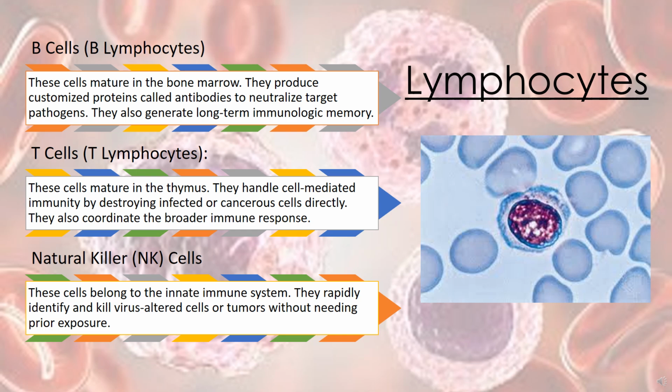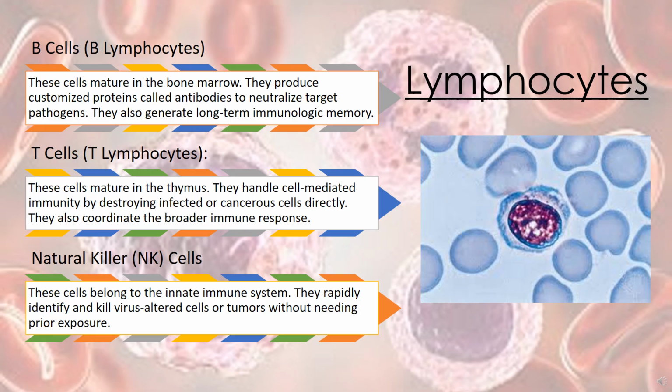They also generate long-term immunologic memory. T cells, T lymphocytes. These cells mature in the thymus. They handle cell-mediated immunity by destroying infected or cancerous cells directly. They also coordinate the broader immune response.